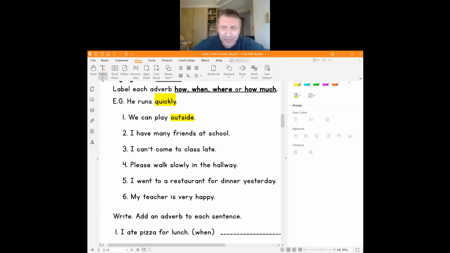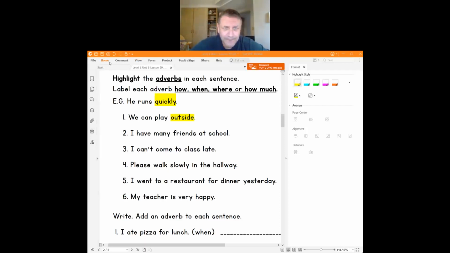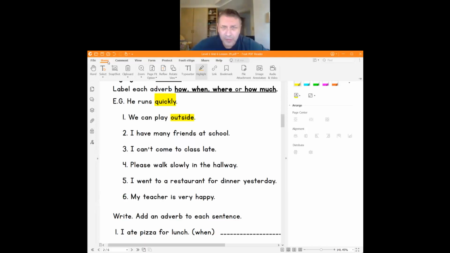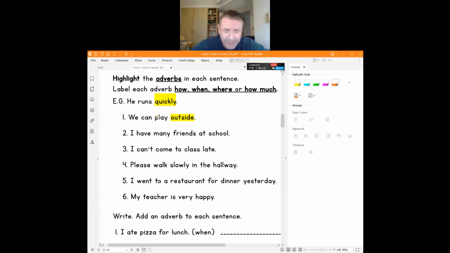And I would like you to also underline the verb. So please underline play. Thank you, Kevin. I don't have a way to underline, so I'm just going to highlight the verbs in red and I'm going to highlight the adverbs in yellow. Okay. Kevin, thank you so much.